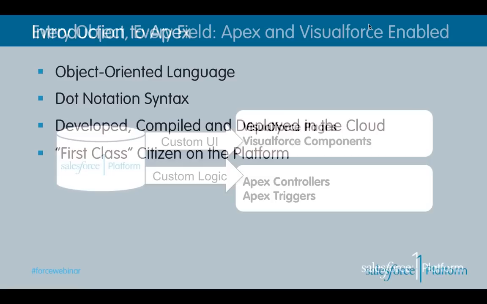It is also what I like to call a first-class citizen on the platform. And what I mean by that is because it is running directly within our instance, it has direct access to everything that you are deploying on your org. And we're going to take a look at some very specific examples of that as we go through the webinar.